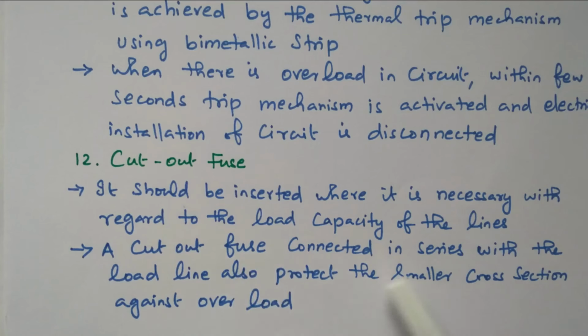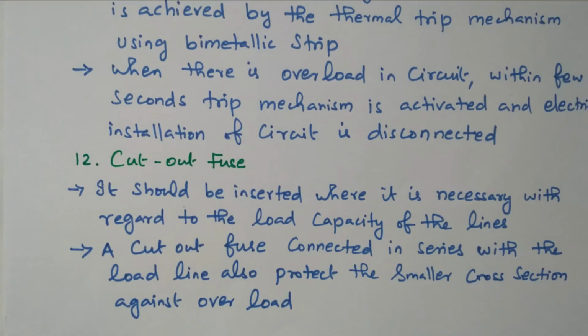A cutout fuse connected in series with the load line also protects the smaller cross section against overload. This is used particularly for individual equipment. The MCB and other things are used for the entire circuit. For any special equipment we need to protect, we can connect it through the cutout fuse, so that this cutout fuse will not allow any excessive current. It will disconnect and protect the equipment.